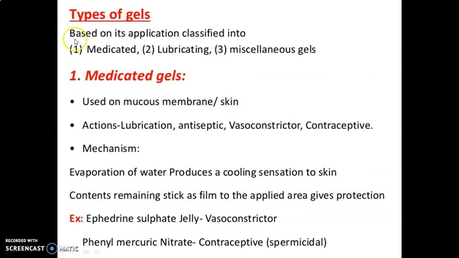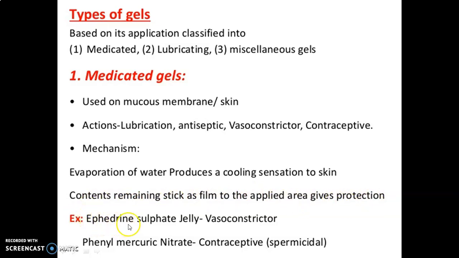Electrocardiography. Then again, let us discuss in detail the types of gels based on application, which are classified into medicated, lubricating, and miscellaneous gels. Medicated gels are used on mucous membrane or skin. Actions are lubrication, antiseptic, vasoconstrictor. The mechanism is that evaporation of water produces a cooling sensation on the skin. The remaining material sticks as a film to the applied area and gives protection.